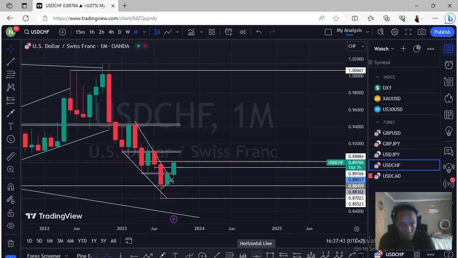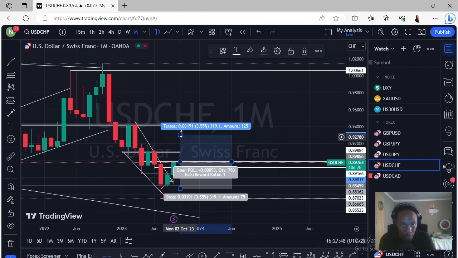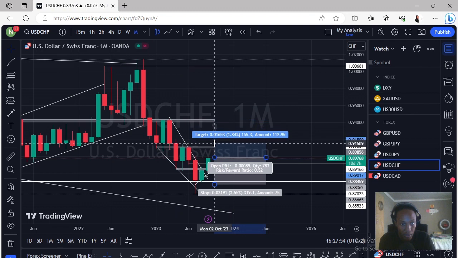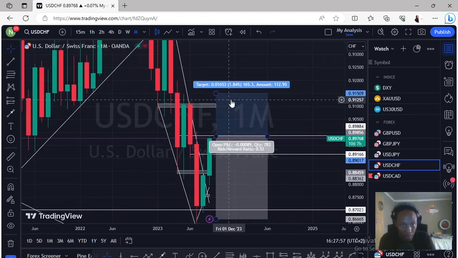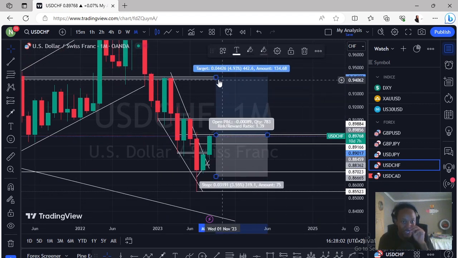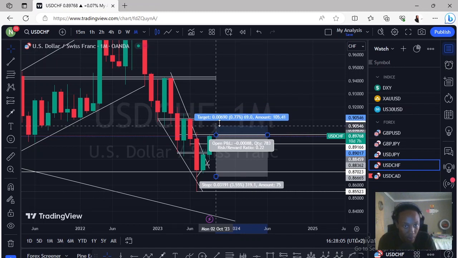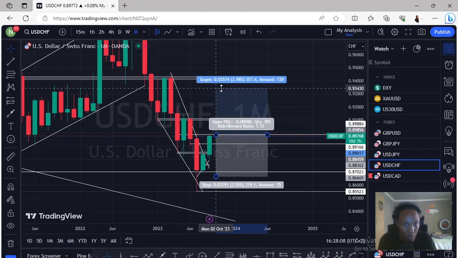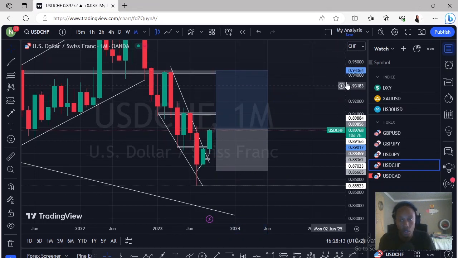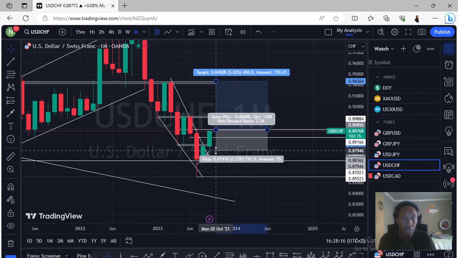That's about how many pips? Let me see. That's about 100 pips, 50 pips, 100 pips, 110. So that's about 400 pips. So we're anticipating the market to give us 400 pips on USD CHF.